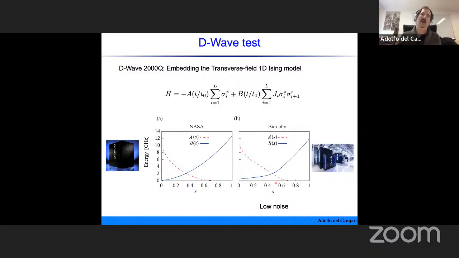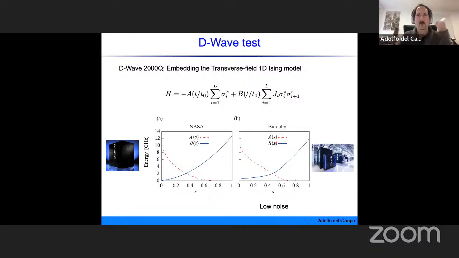Some peculiarities of this simulator: when you change the magnetic field, you also change the ferromagnetic or anti-ferromagnetic interaction, depending on the sign. It is not possible to tune A and B independently, and these are the kind of schedules that you can engineer. We used two different simulators. One is located at NASA. The other one is a slightly better model located at Burnaby in Canada.